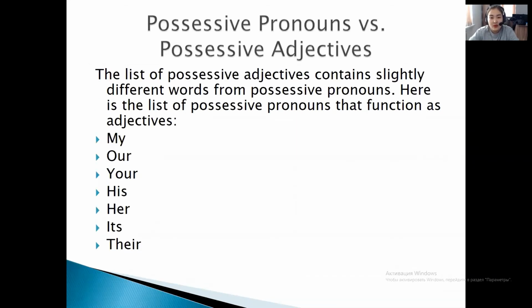Possessive pronouns and possessive adjectives. The list of possessive adjectives contains slightly different words from possessive pronouns. Here is a list of possessive pronouns that function as adjectives. My, our, your, his, her, its, their.